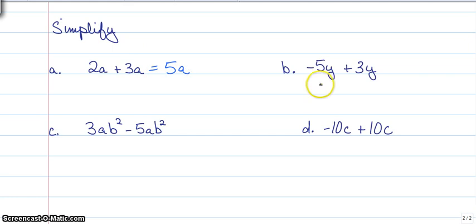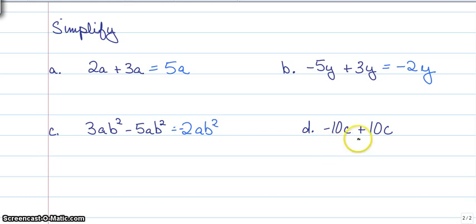The next one I have is negative 5y plus 3y. I have the same variable raised to the same power. My signs are different. I'm going to take the small number from the large number and keep the sign of the large. So 5 minus 3 is 2, so I know that's negative 2y. Notice that nothing is happening to my variable. It's staying the same. 3ab squared minus 5ab squared. Same variables to the same power. 3 minus 5 is going to give me negative 2ab squared.